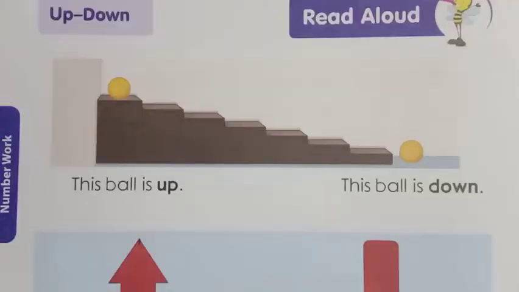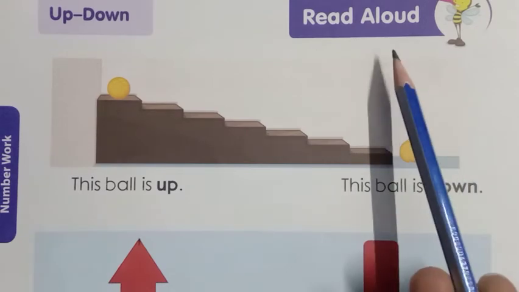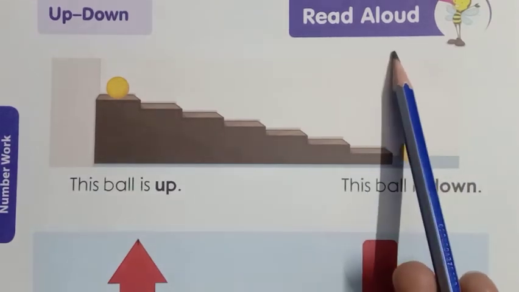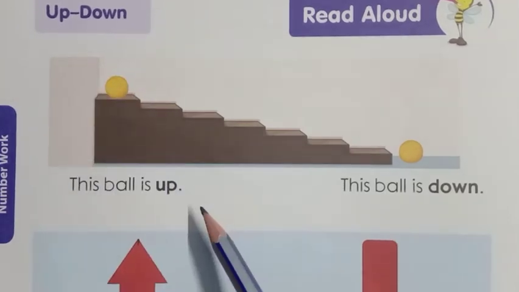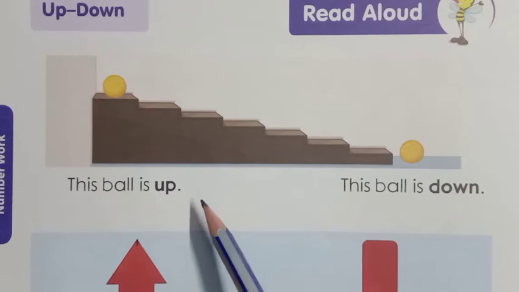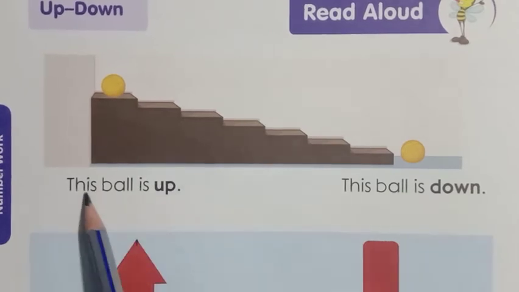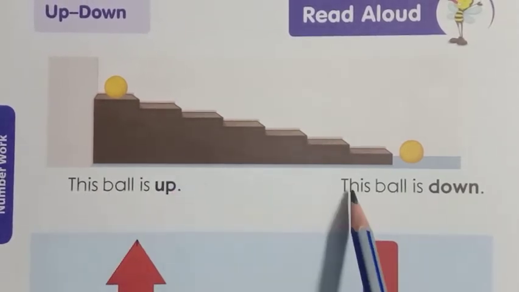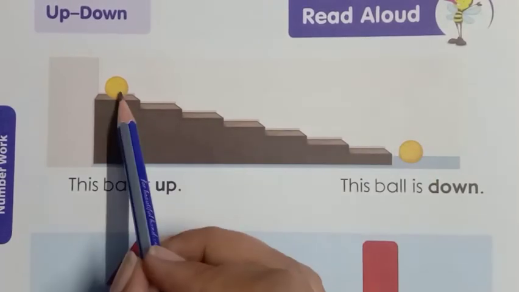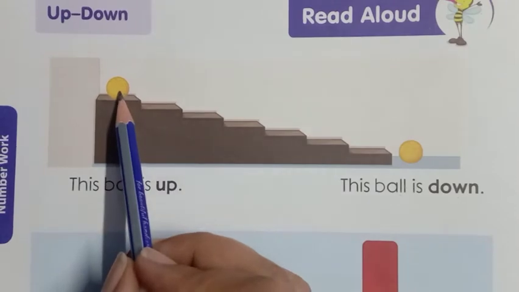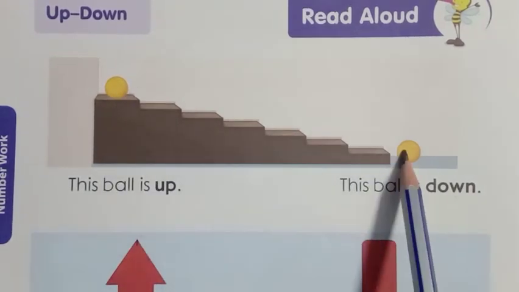Students, now we will learn about the up and down concept from our book. This is book number 2, page number 28. Read aloud. Up, down. And there are some objects given. See the first. This ball is up. This ball is down. See the position of the balls. There are two balls given. One is up on the stairs and one is down.